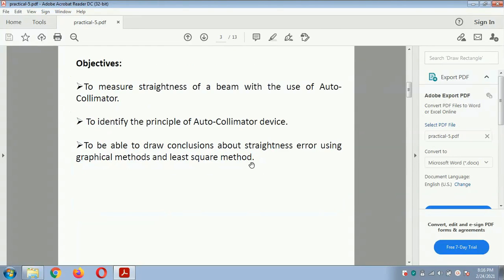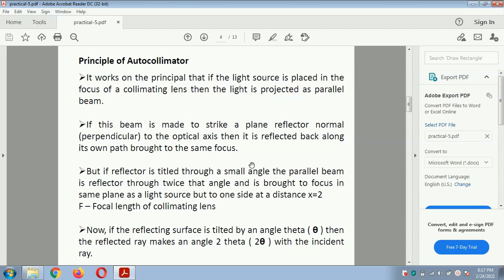The objective is to measure the straightness of the beam with the use of the autocollimator, to identify the principle of the autocollimator device, and to be able to draw a conclusion about straightness error using the graphical method and the least square method.